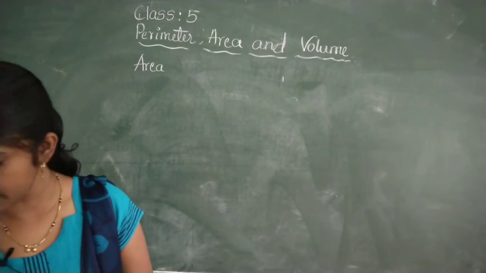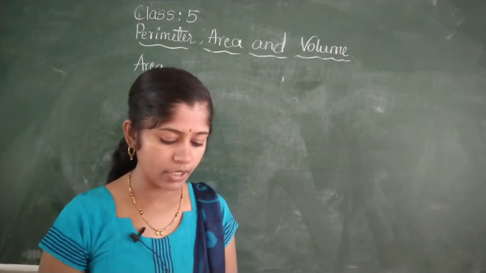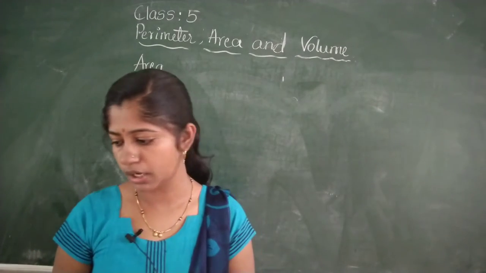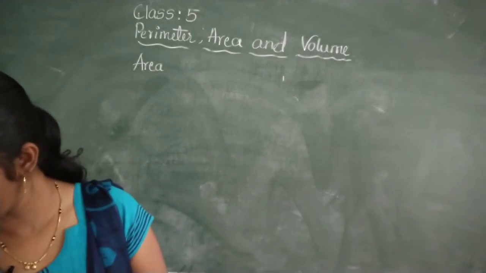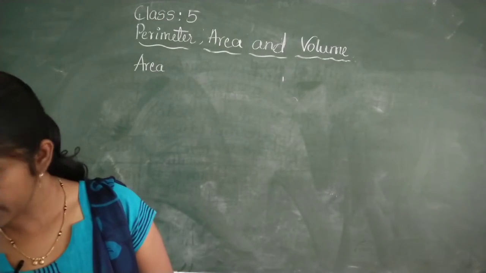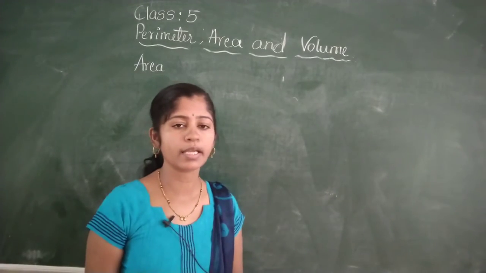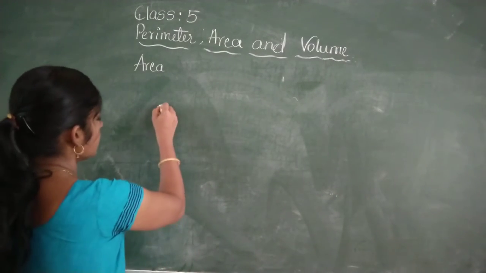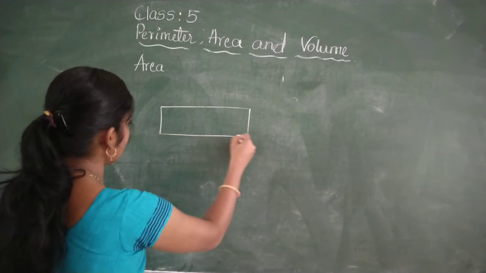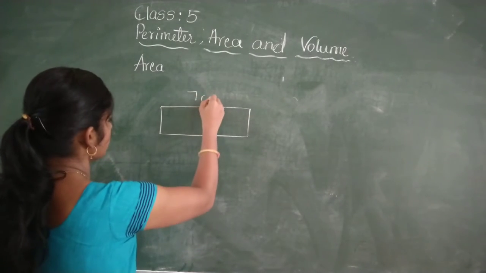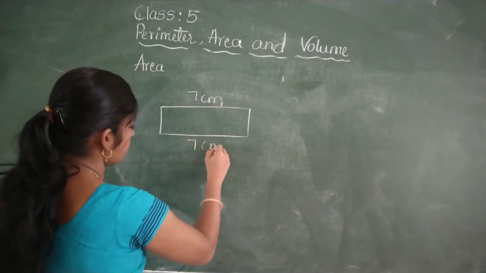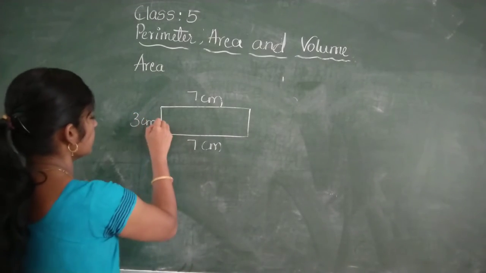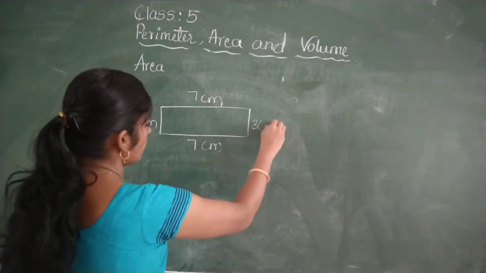The first question is: find the area of the following squares and rectangles by using the correct formula. So here you are going to find the area of rectangles and squares both. I will take one example. The first question is a rectangle, and they have given 7 centimeter, and this is also 7 centimeter, and they have given breadth 3 centimeter, and here also 3 centimeter.